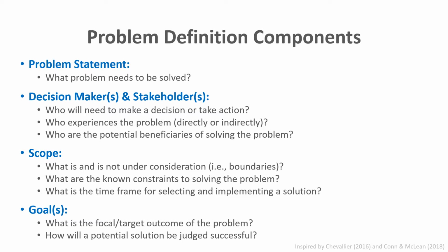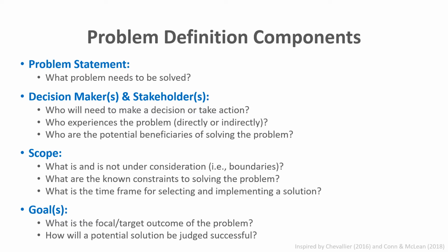The next step is to consider the decision makers and the stakeholders involved, or you think will be involved. So this means answering questions like who will need to make a decision or take action based on this problem? Who experiences the problem either directly or indirectly? So who are the different stakeholder groups that might be involved or that you know will be involved? And who are the potential beneficiaries of solving the problem? So also examples of different stakeholders. When you find a solution to this problem, who's going to potentially benefit from this? And this could be directly or indirectly as well.